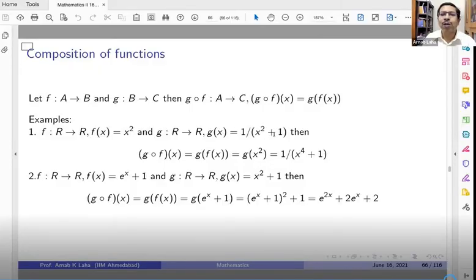For example, f(x) is equal to x squared and g(x) is equal to 1 by x squared plus 1. Then composing this, you get 1 by x to the power 4 plus 1. Similarly, using e to the power x plus 1 and x squared plus 1, you get another composition. So you can get much more complicated functions by composing simple functions.